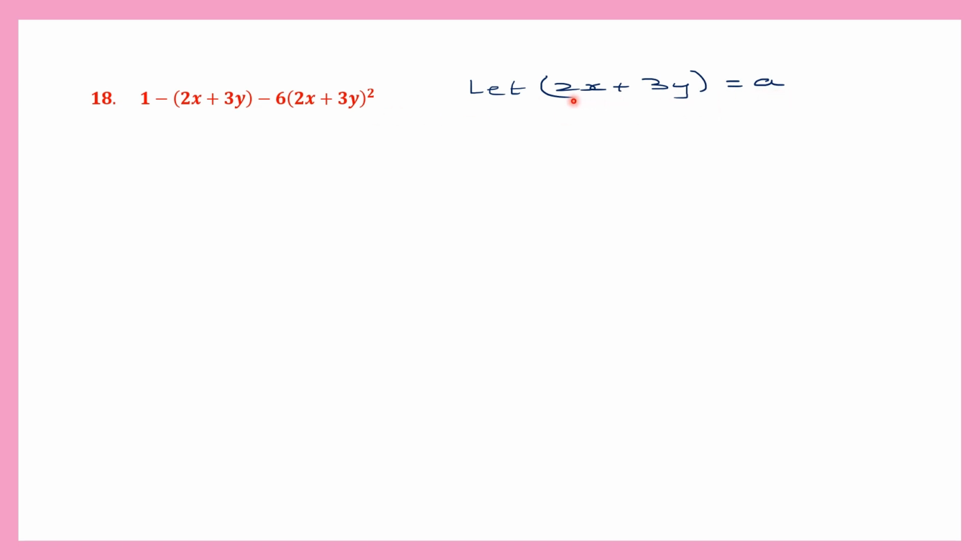So let's substitute. Wherever we have 2x plus 3y, we are going to write a. So here 1 minus 2x plus 3y is a minus 6 and 2x plus 3y squared is a squared. So we have this now. Now let's get back to a normal way of doing it. 1 into 6 minus 6a squared. So that is 1 into minus 6a squared is how much? Minus 6a squared. And then the middle term is minus a.